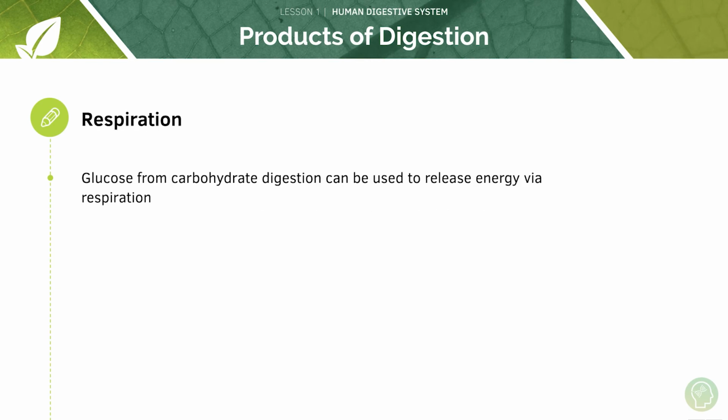So glucose can actually be used to release energy via respiration. Because remember, the respiration equation is glucose plus oxygen goes to carbon dioxide plus water plus energy in the form of ATP. And this is why food is so important for daily function and especially for exercise, because glucose allows for the production of ATP, which can then be used for muscle contraction, for example.